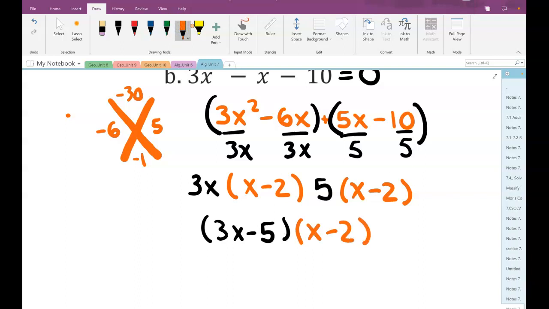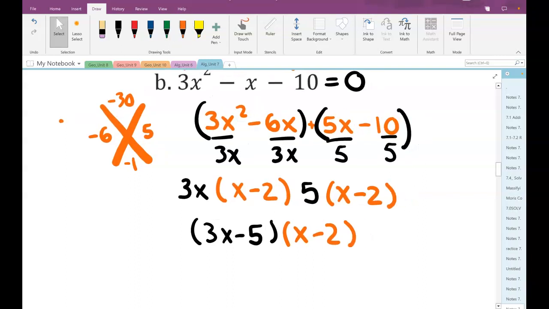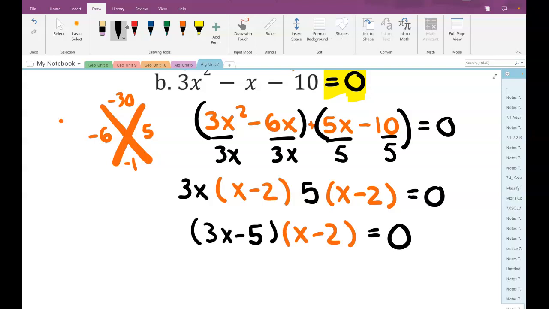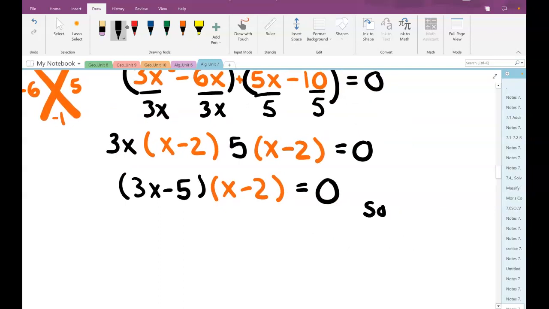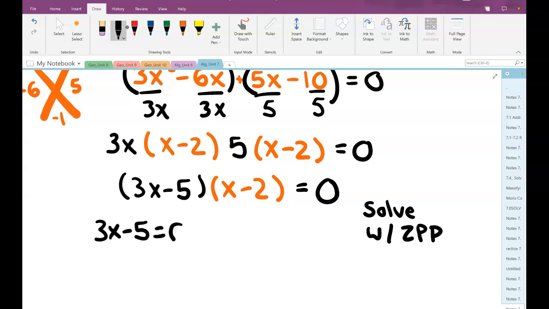x minus 2. And hopefully you're better than me and you didn't forget to put your equals to 0 each time. All right. It takes some habit to get used to doing that. But it makes sure that when you get to the very end, it triggers you to say, all right, I need to get out my two answers for x. I need to solve with ZPP. So to solve with ZPP, we set 3x minus 5 equal to 0.